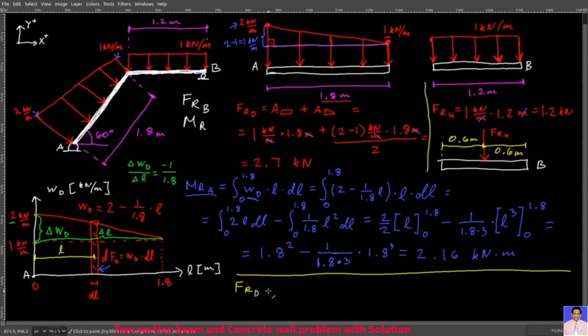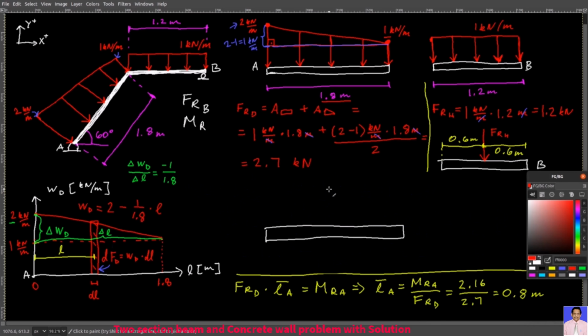And now you have FRD times L bar from point A, and that's your MRA. Then L bar A equals MRA over FRD, and that will give you 0.8 meters. And there you go. This FRD, which is 2.7 kilonewtons, acts 0.8 meters from point A. Then since the total length of this beam is 1.8 meters, it means that the other part here is 1 meter.